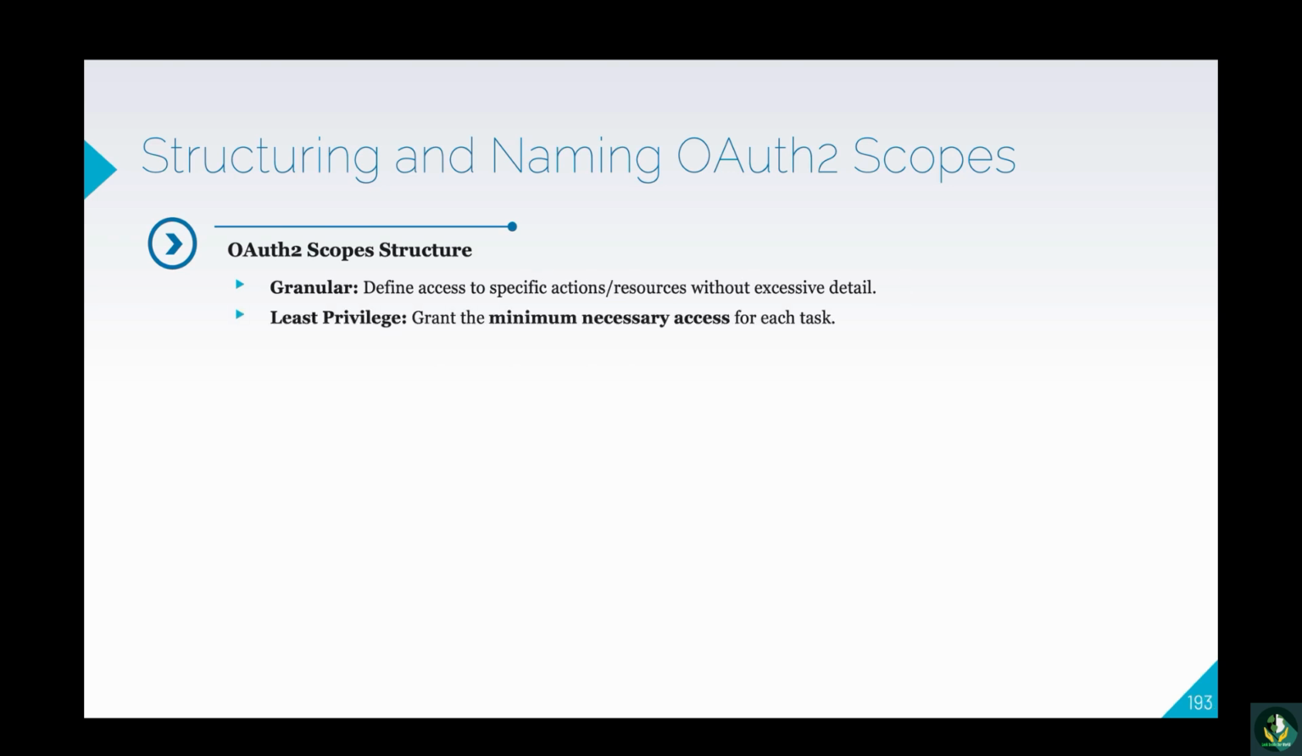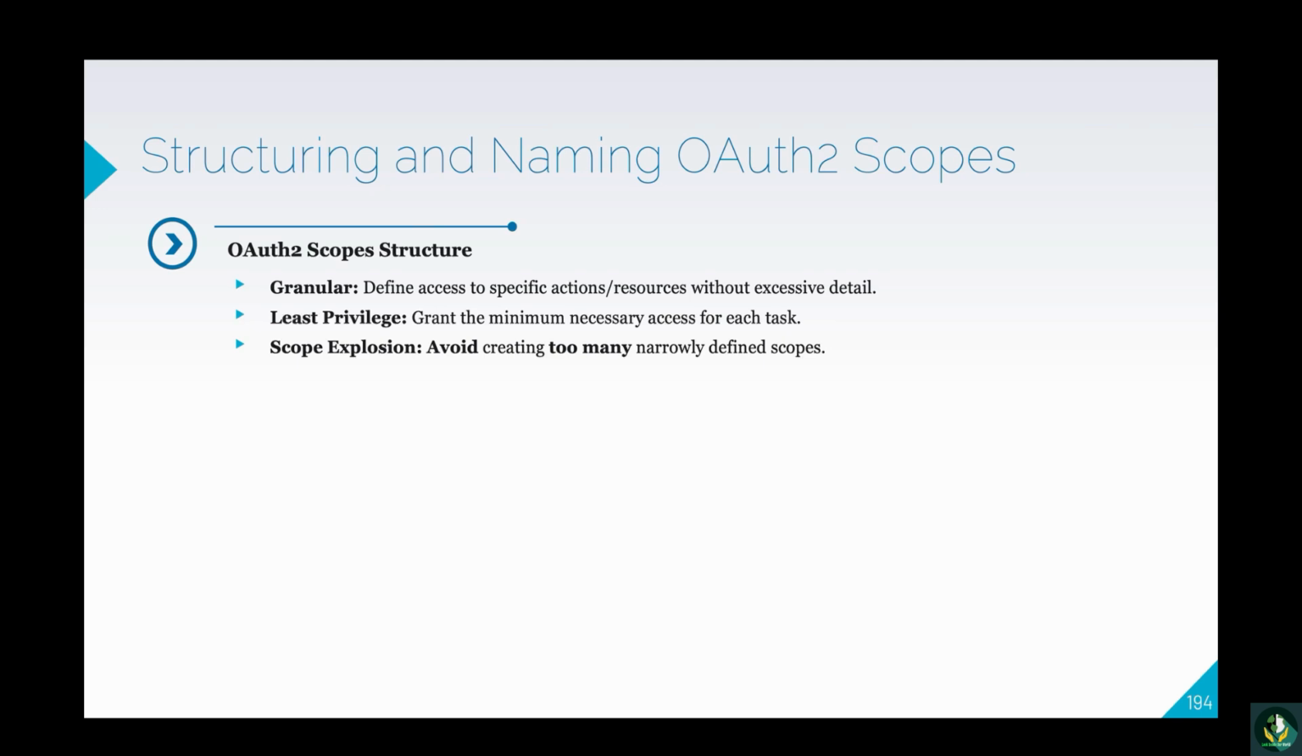Least privilege. Grant only the minimum permissions necessary for users or applications to complete their tasks. If a user only needs to view data, they should not be granted write access. This principle reduces the risk of misuse or security breaches. Scope explosion. But here you should be careful on the other hand.